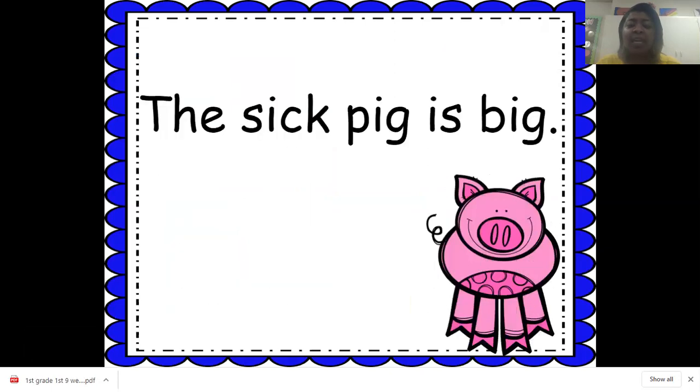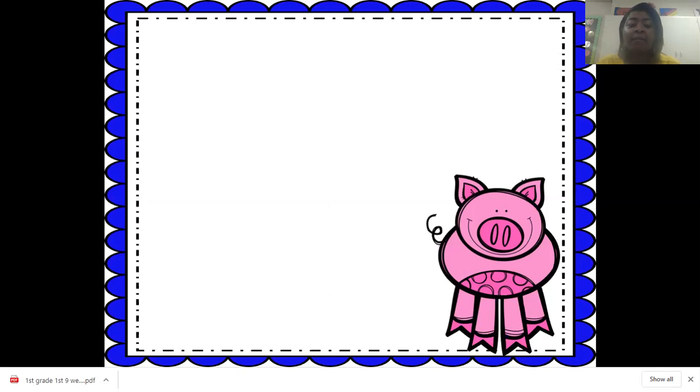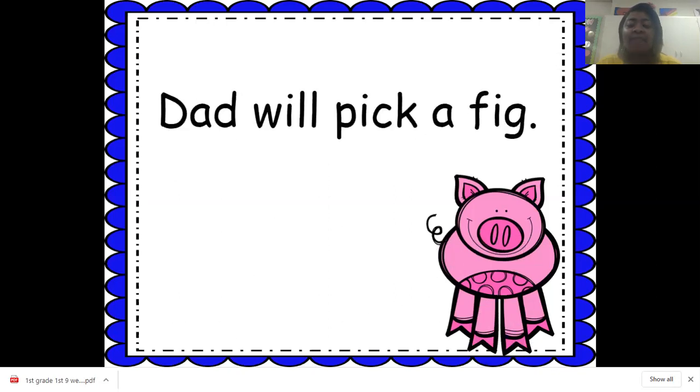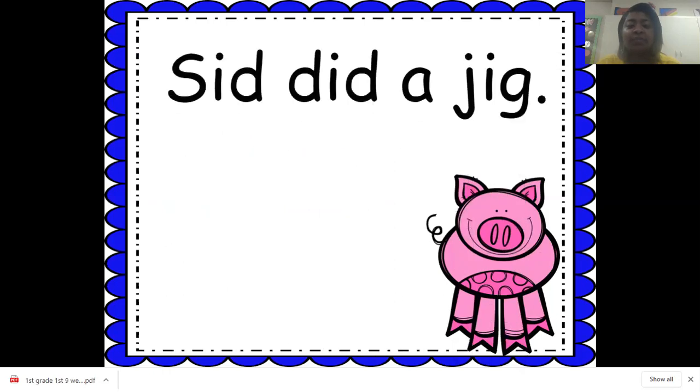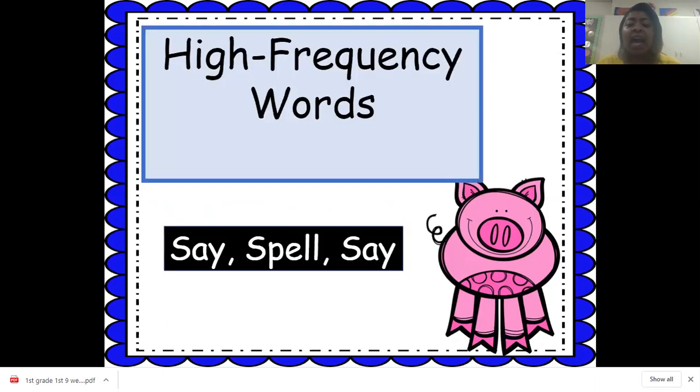The sick pig is big. Again, you can pause the video and you can identify these at your own pace. Sick, pig, is, and big all have i. Dad will pick a fig. Will, pick, and fig. Sid did a jig.